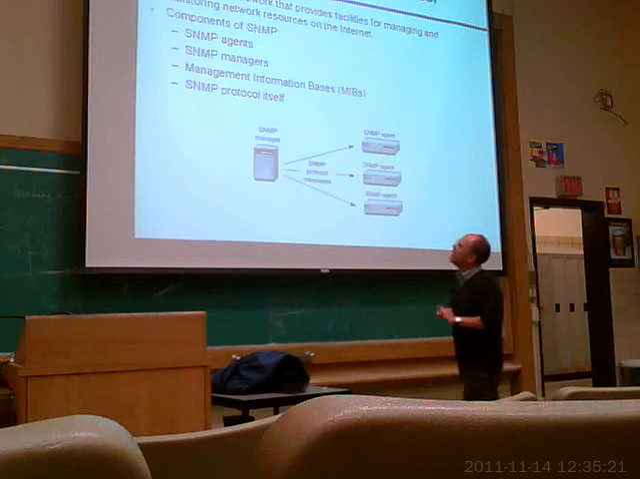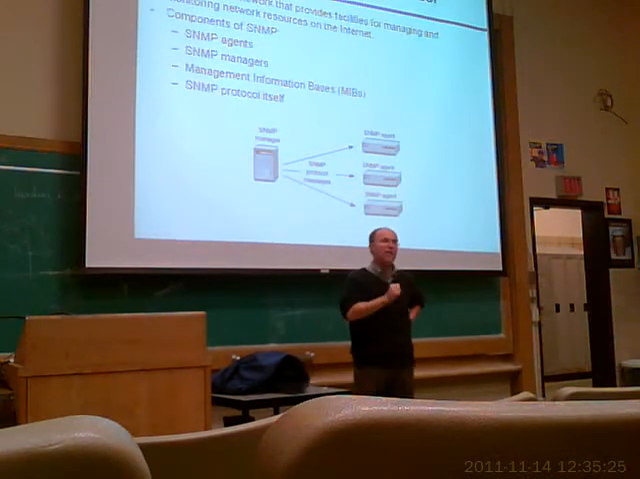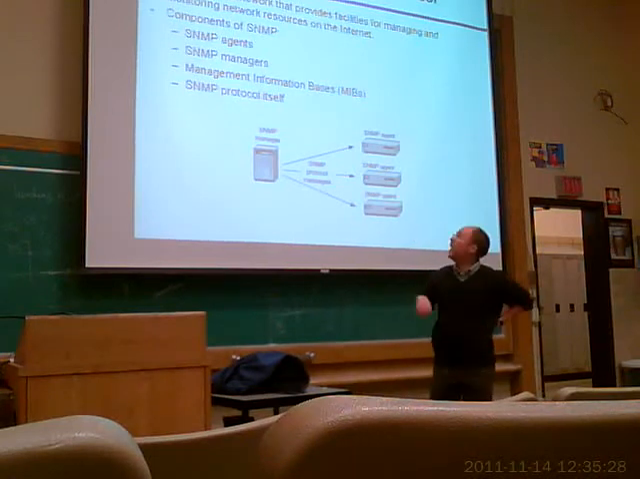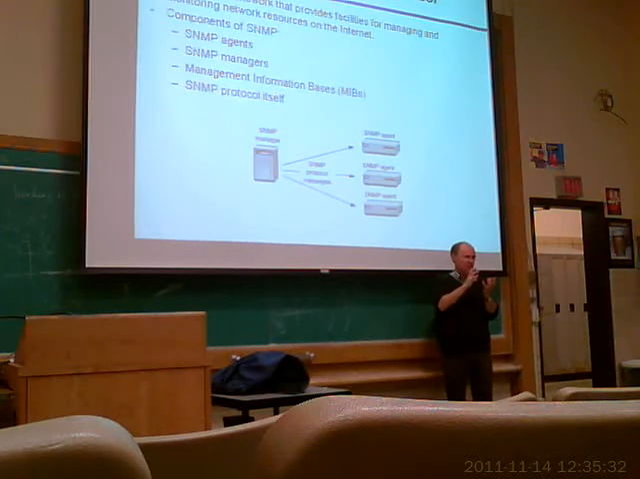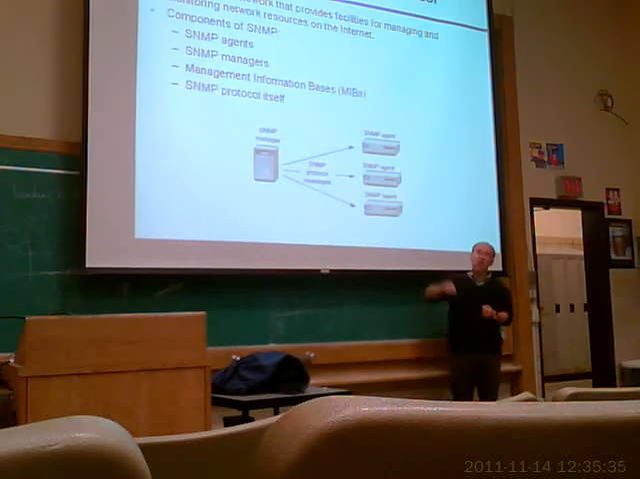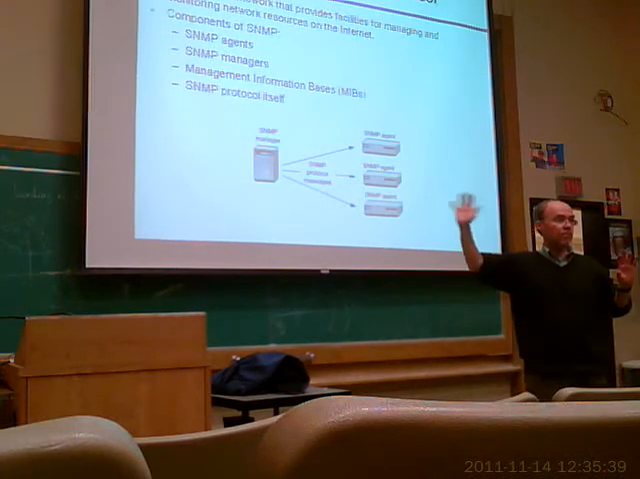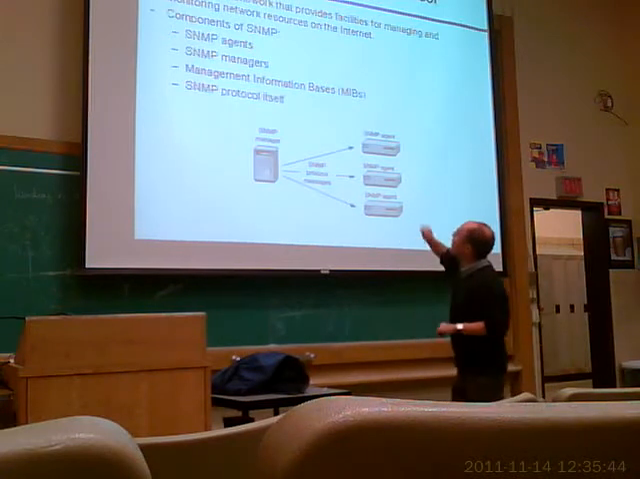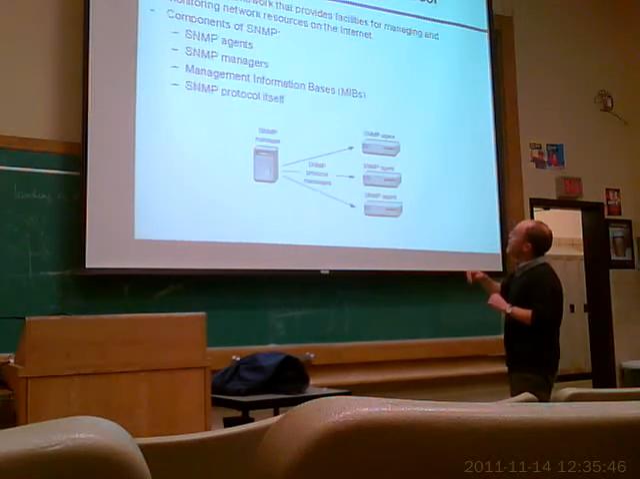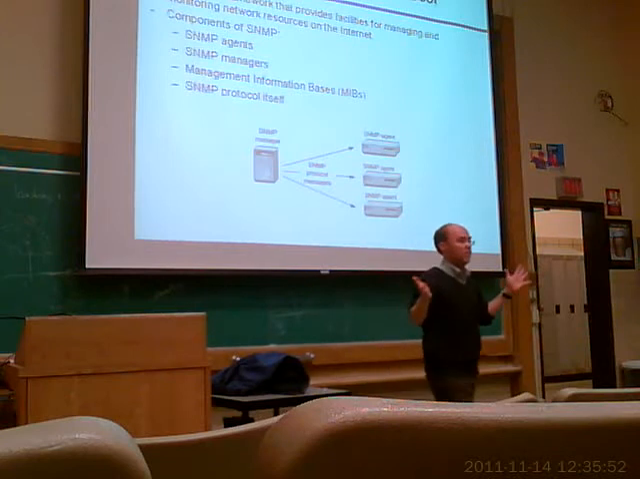In SNMP, the monitoring part is called the SNMP manager, and the server part, the part that is being monitored, is called the SNMP agent. So, manager and agent. The manager queries the agent. Now, the information that the SNMP manager asks from the agent has a certain structure.